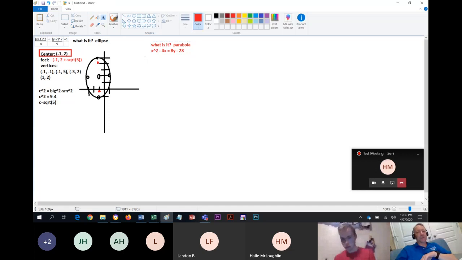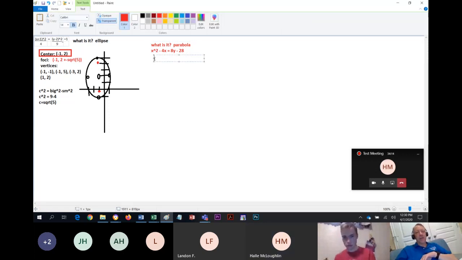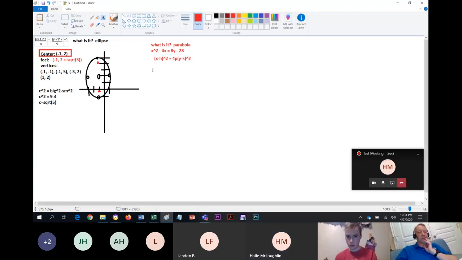Now, ideally, in an ideal situation, we would have some sort of an x minus h quantity squared equals 4p times a y minus k quantity squared. I'll just leave that. So the idea here is, how can we make the left side look like an x minus something squared? How can we do that? Any ideas?